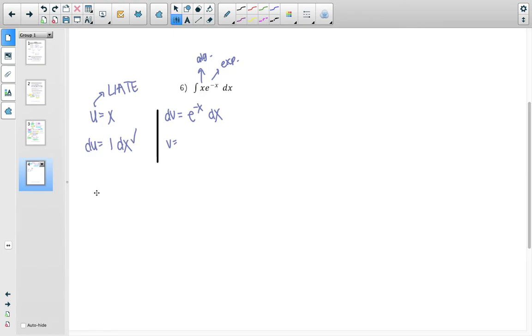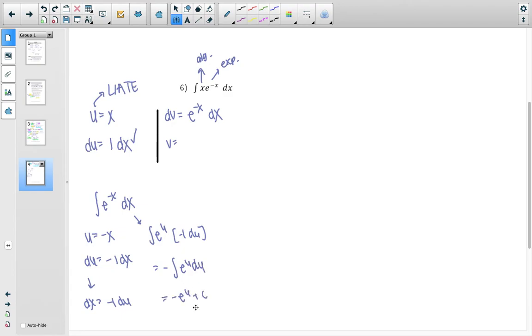Now, some people would say that when you integrate e to the negative x dx, you have to use substitution, and the u would be negative x, and then you would differentiate it, it would be negative 1 dx, and then you would solve for dx, and that gets you negative 1 du. So then you would integrate e to the u, negative 1 du. You kick out the negative, and that gives you negative e to the u power plus c, obviously. And so it's negative e to the negative x power plus c.